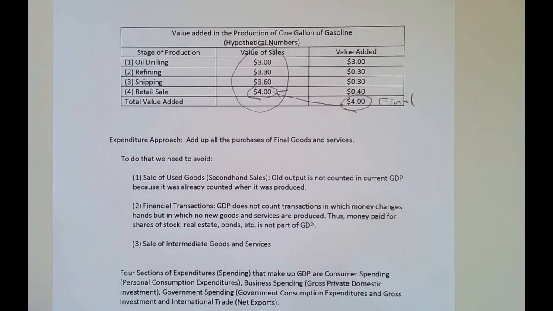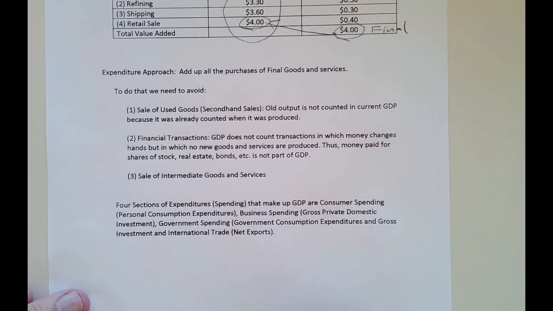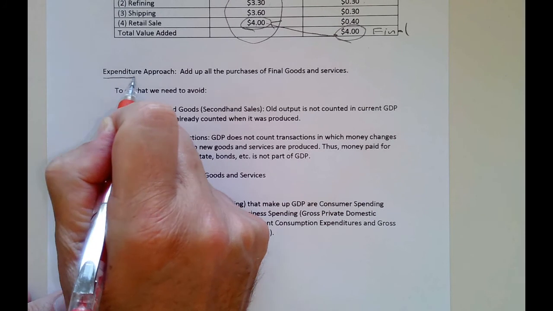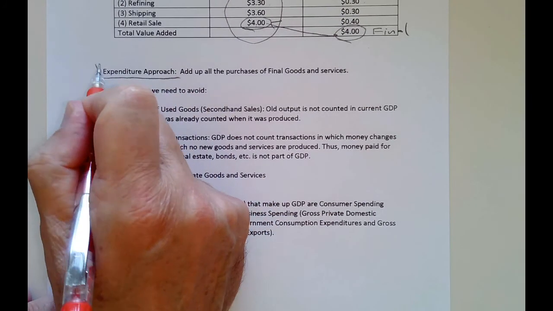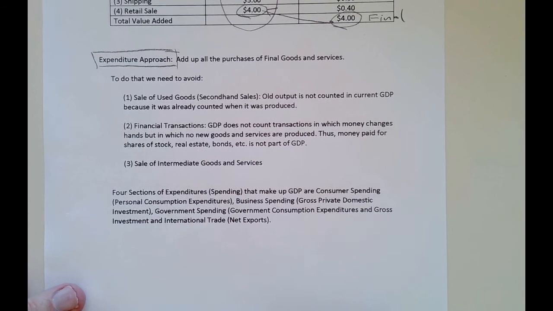Okay. Now there's different ways to find GDP, but the way that's probably the easiest, the way that's probably the most accurate, is to do what's called the expenditure approach. And again, that goes back to the final user. Now to do this, we have to avoid a few things. We have to avoid, first of all, sale of used goods.